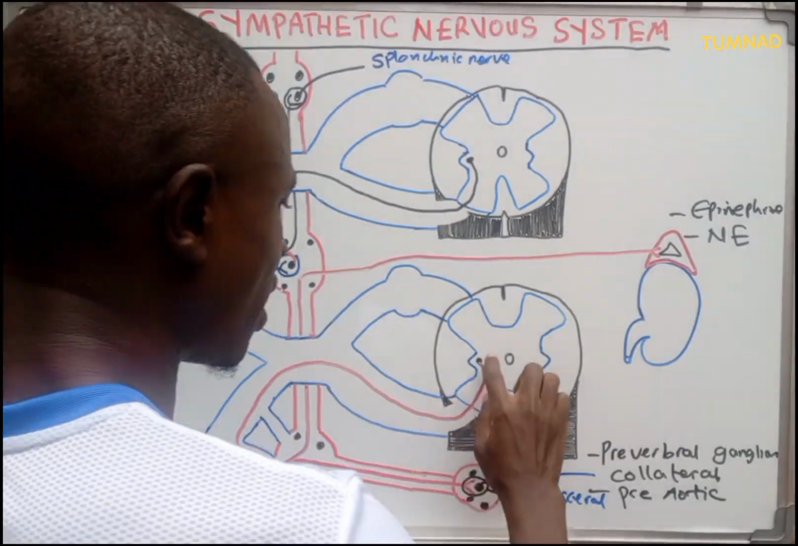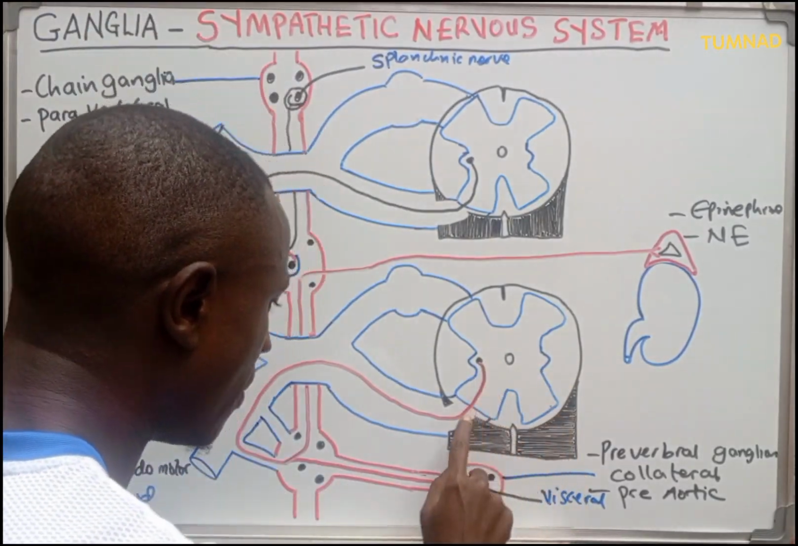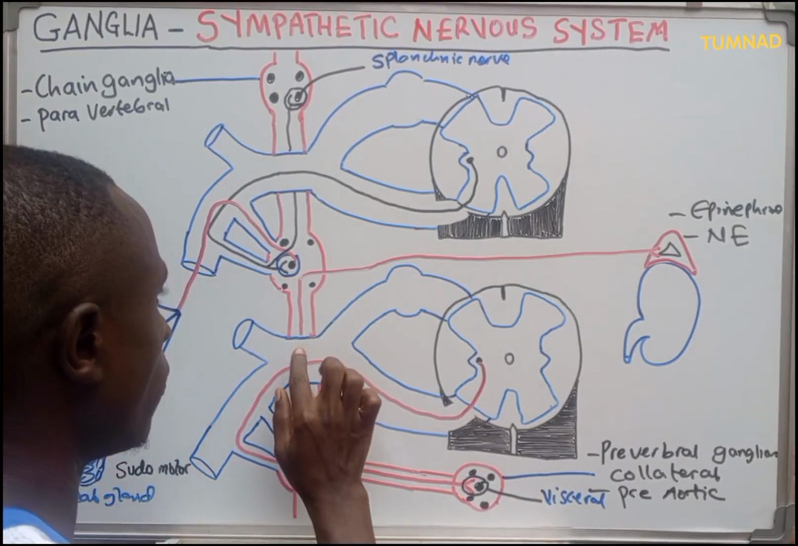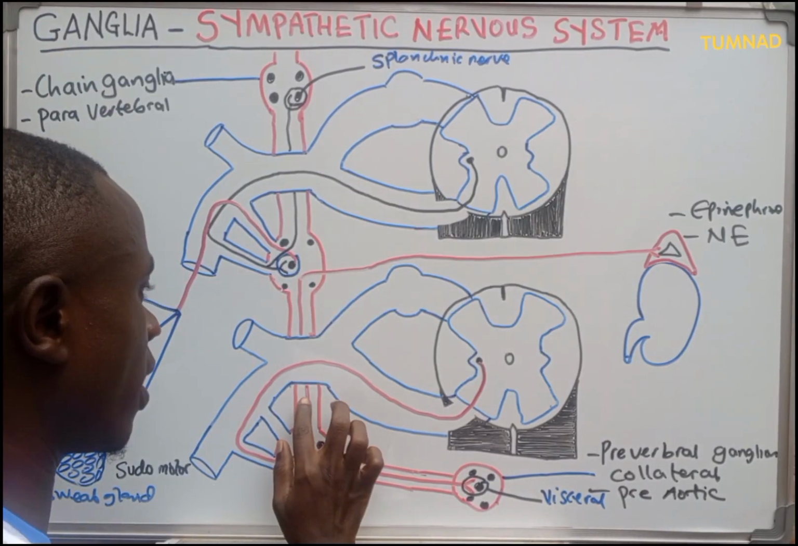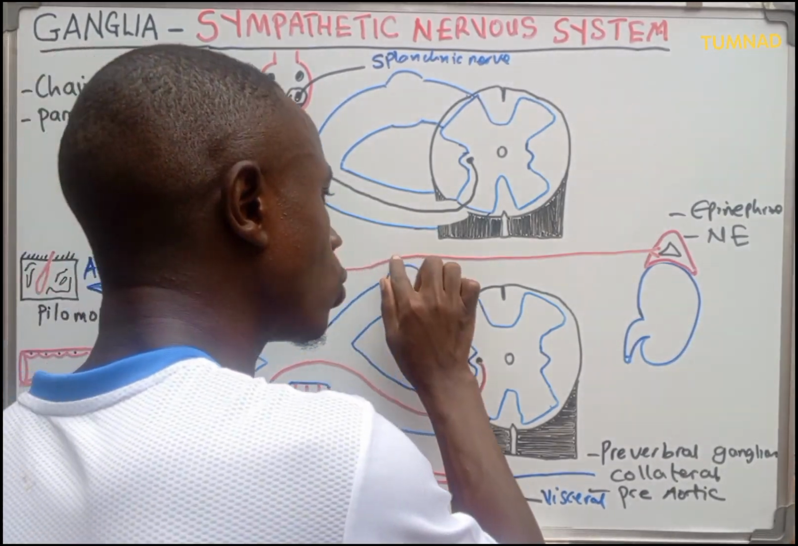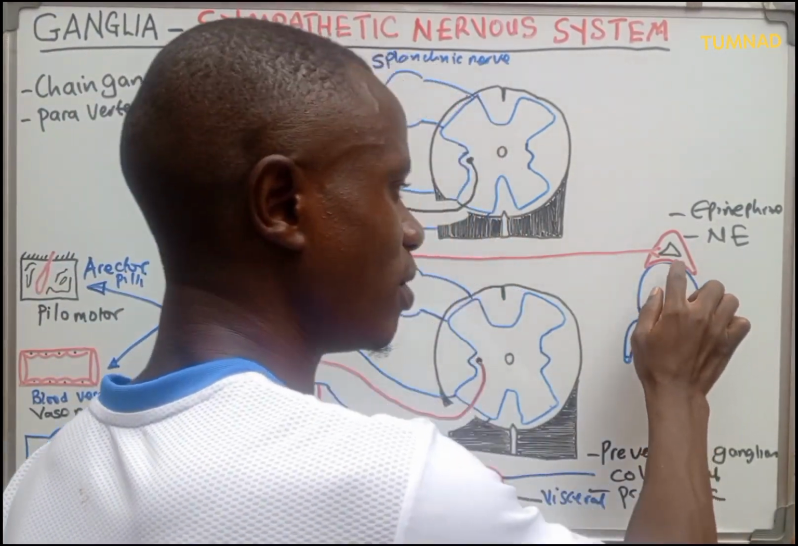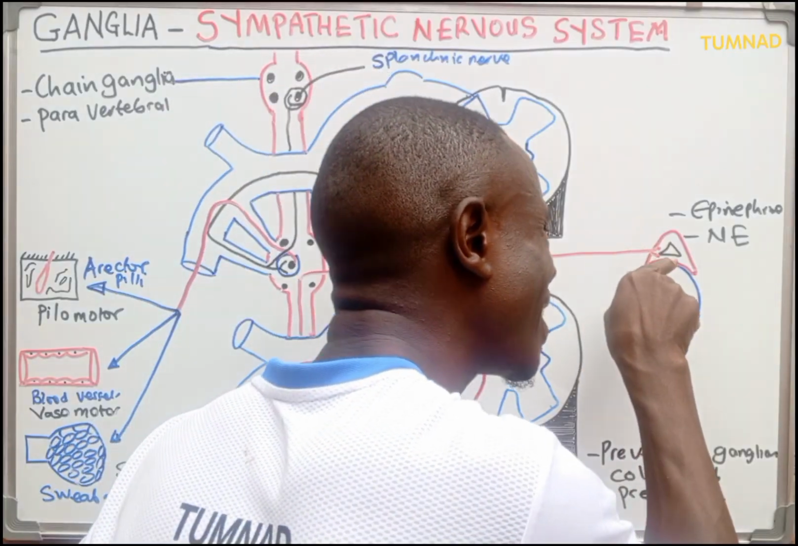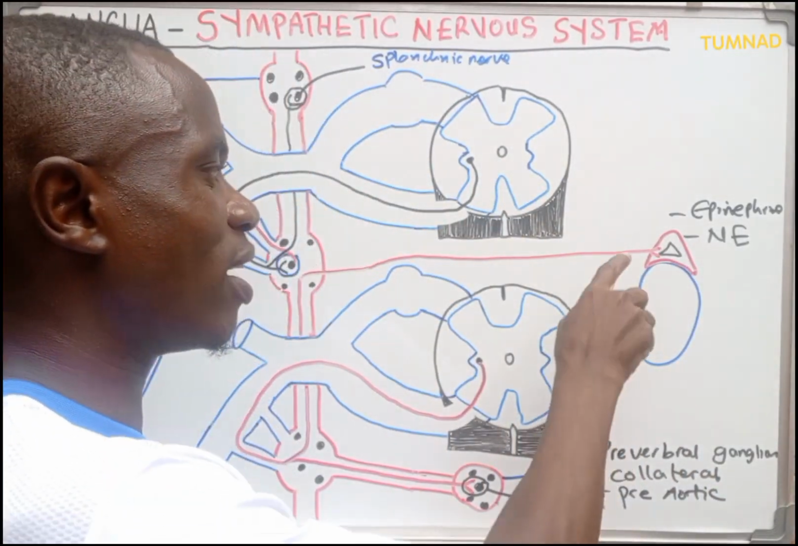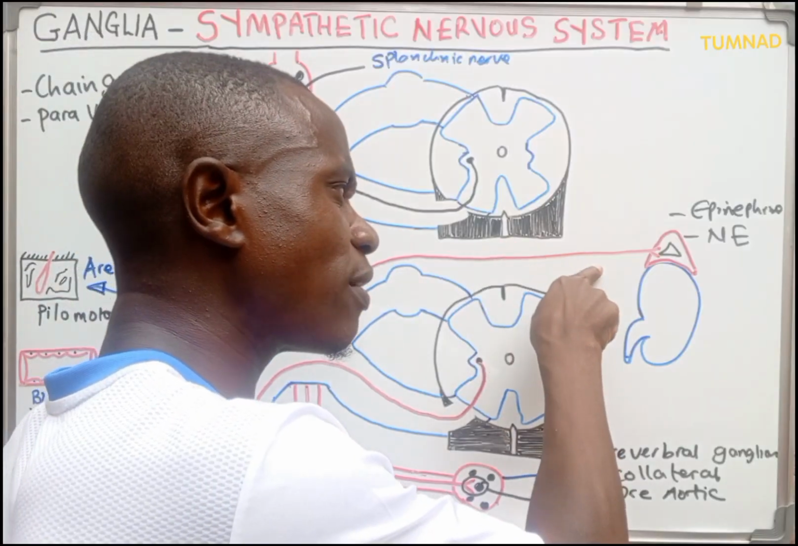And then again we said that these fibers can come out and come inside here. They don't synapse, they instead move up. They move up still as preganglionic motor fibers. They reach the ganglia, and then they come out and go to this structure, entering what we call the adrenal medulla. So now these are the preganglionic motor fibers.